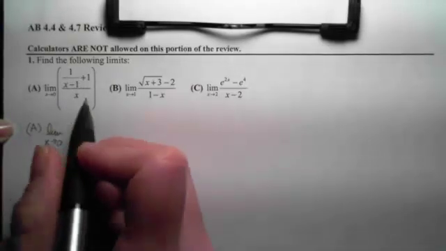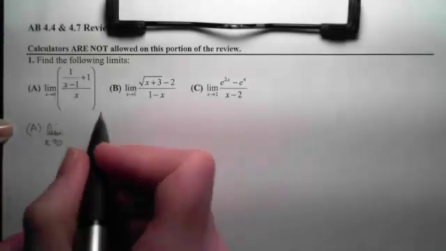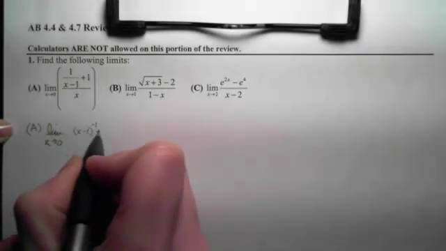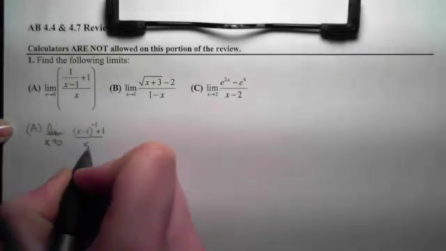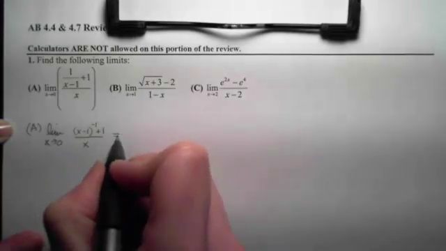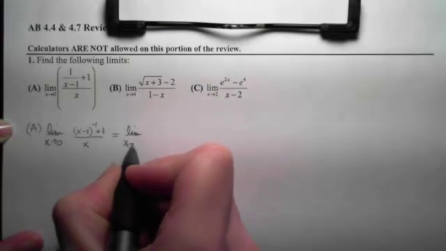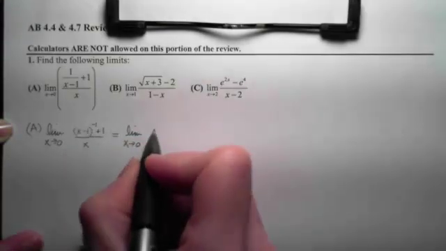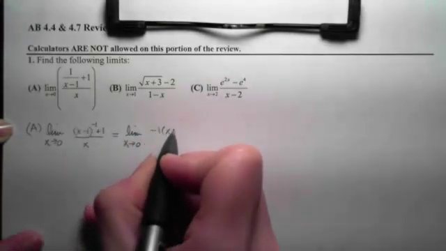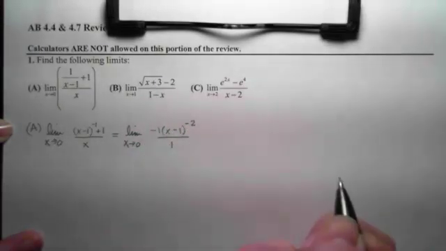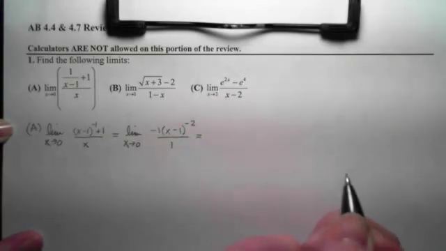Now, prior to doing that, I'm going to rewrite this 1 over x minus 1 as an x minus 1 to the negative 1, because it'll make it easier for me to take the derivative. So now again, this is a 0 over 0, so by applying L'Hopital's, I can get the derivative of the top over the derivative of the bottom, and then compute the limit again.